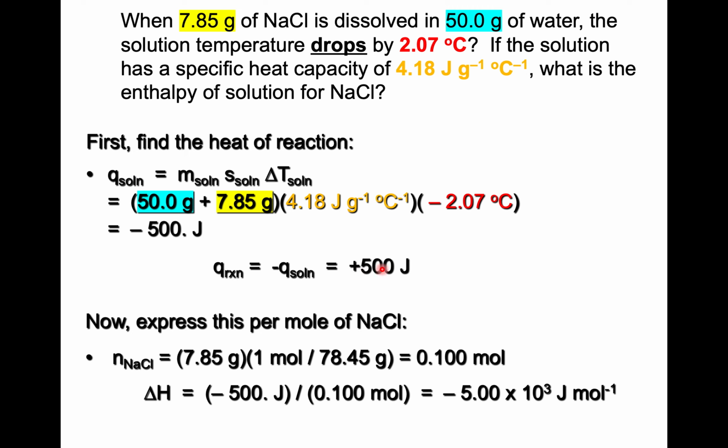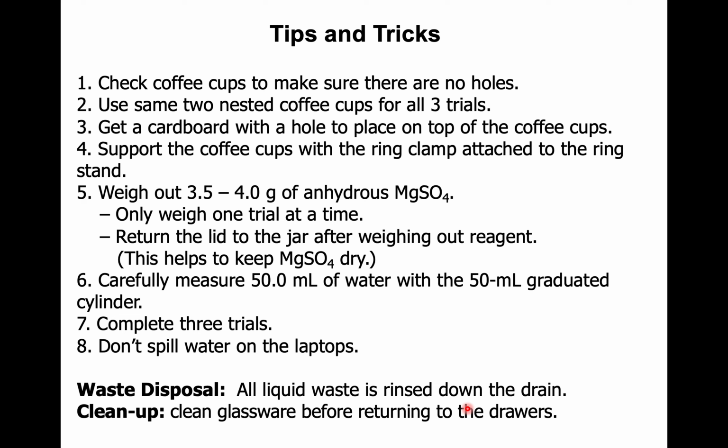I want that to be in joules per mole, and so what I do is I express how many moles of sodium chloride I had. So 7.85 grams divided by the molar mass of sodium chloride, 58.45, gives me about 0.1 moles of sodium chloride. And so this amount of heat, minus 500 joules, was produced by 0.100 moles of sodium chloride. So 500 divided by 0.1 gives me minus 5,000, which in scientific notation is minus 5.00 times 10 to the third joules per mole.